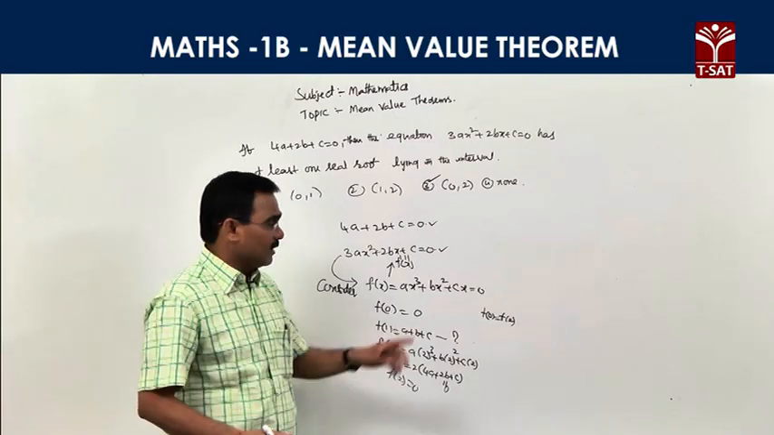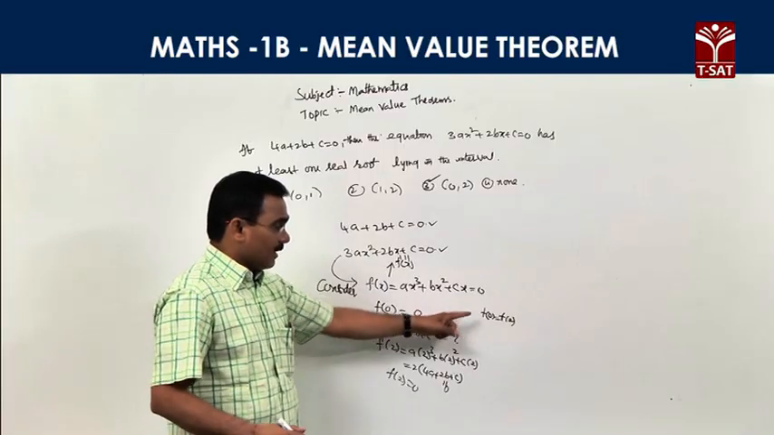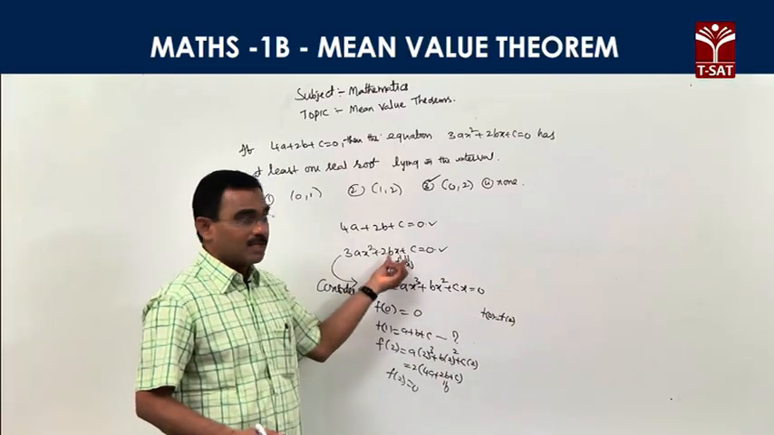According to Rolle's mean value theorem, there is at least one root in the interval open 0 comma 2 of the equation f dash x equal to 0.